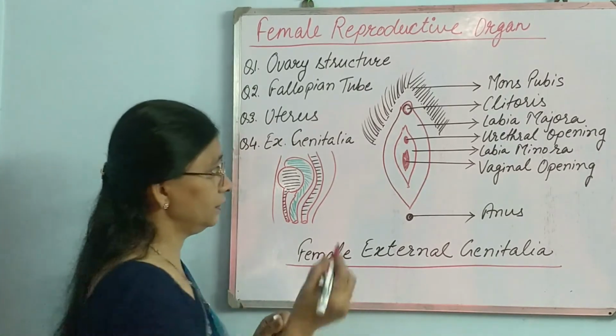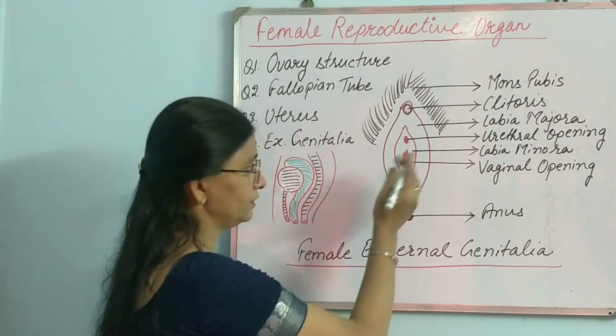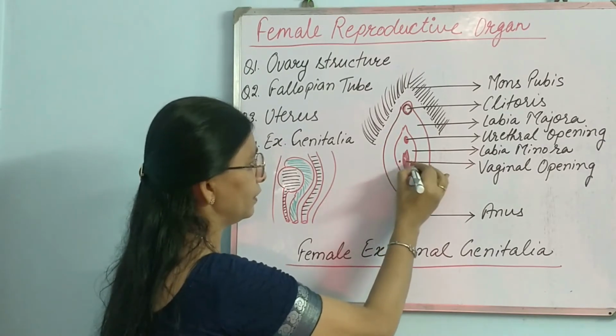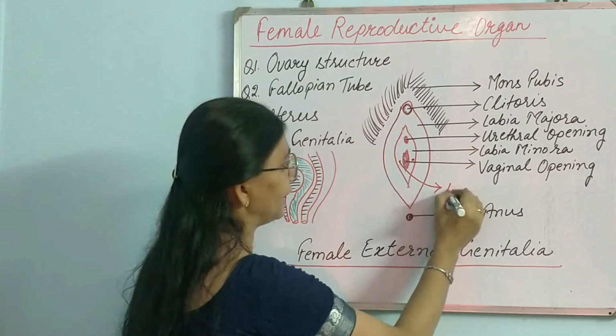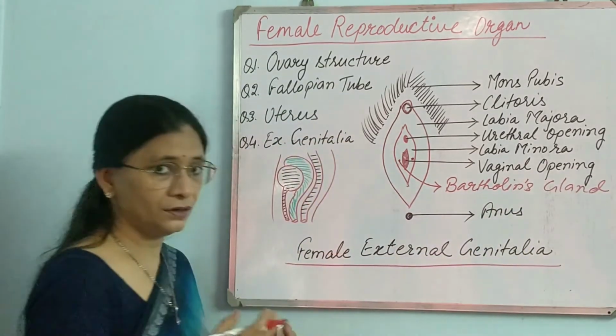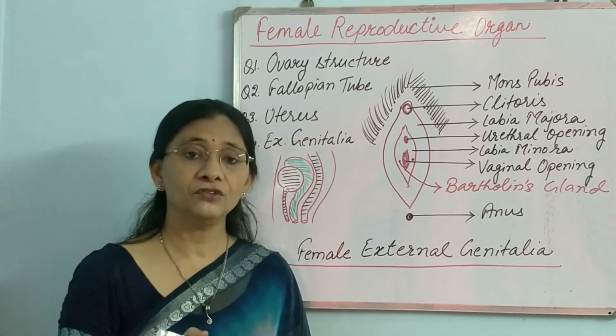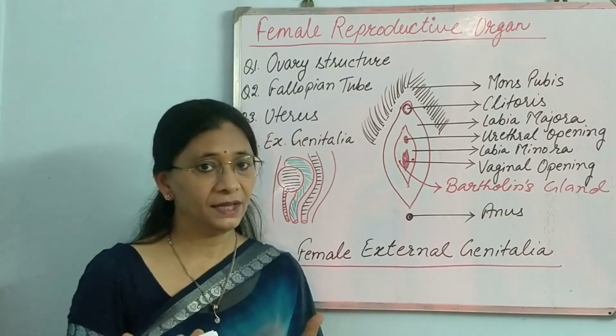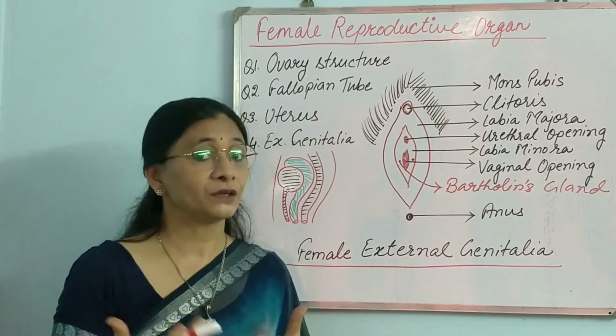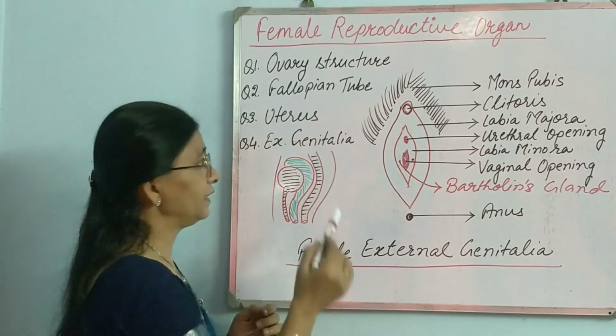Now, just on the side of the vaginal opening, there is a pair of glands which is known as Bartholin's gland. The function of Bartholin's gland is to keep the vagina lubricated. It secretes mucus and keeps the vagina lubricated during sexual arousal. So that is the function.